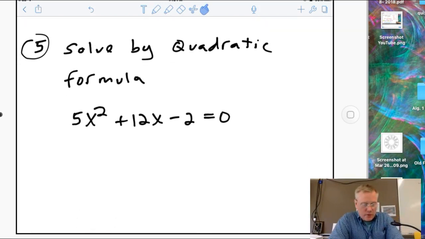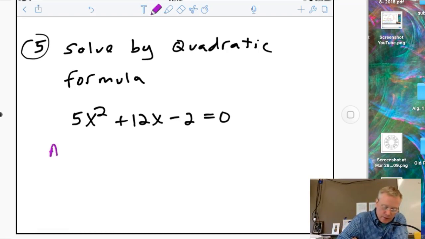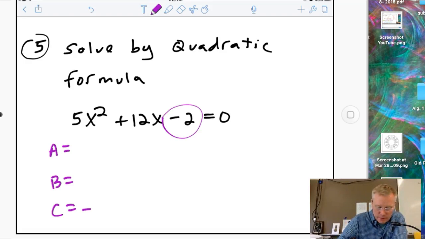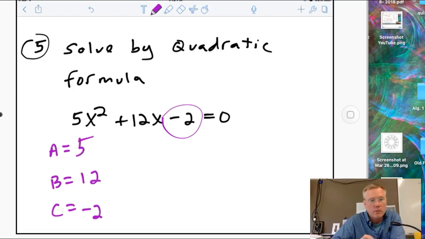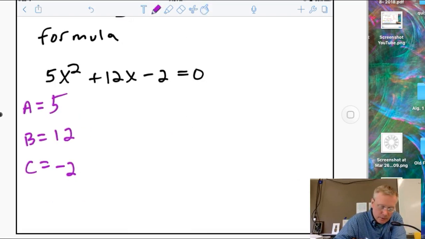Okay, this one, solved by quadratic formula. So, I always write down what A, B, and C are. The reason is because if I go into that equation enough times and pull out that negative 2 for C, I will eventually pull out a positive 2. I've done this enough times that that's the reason I write down what A, B, and C are on the side of the paper. And then I plug them into the formula.